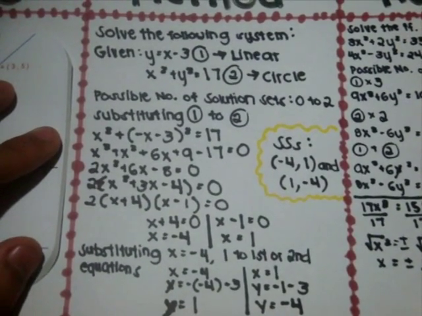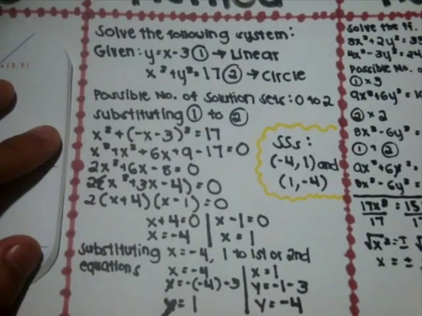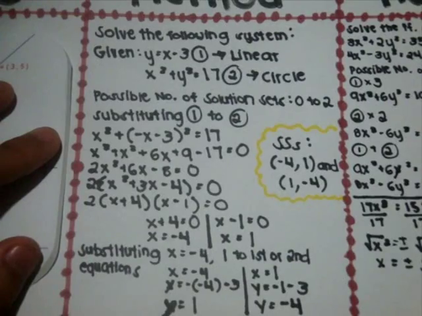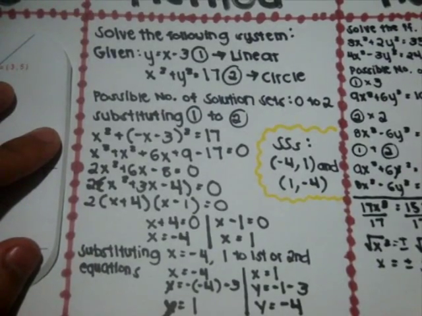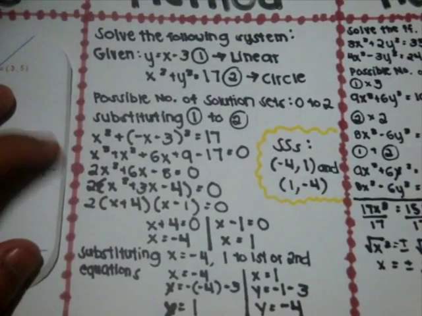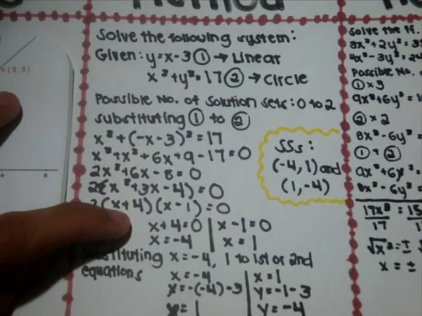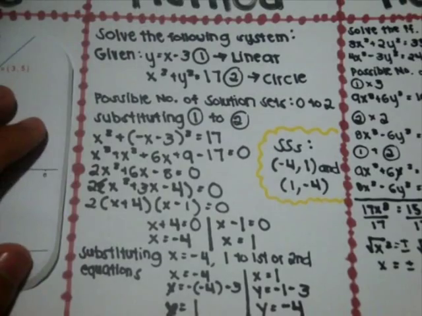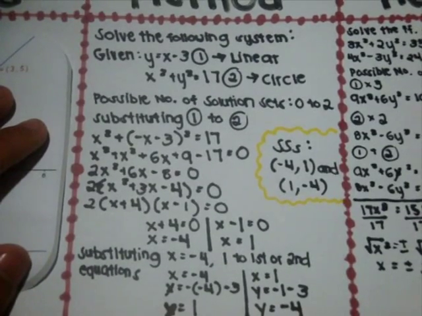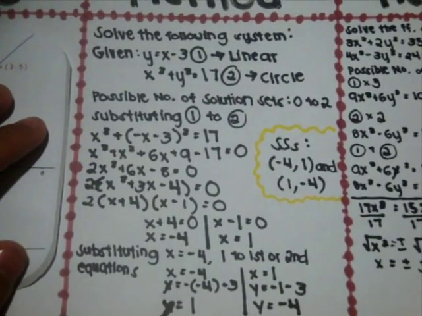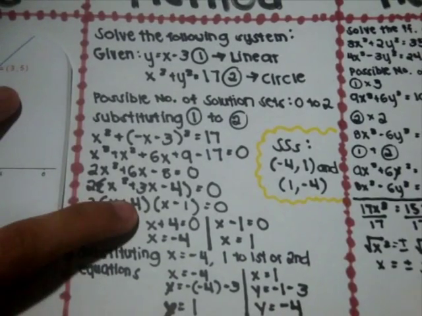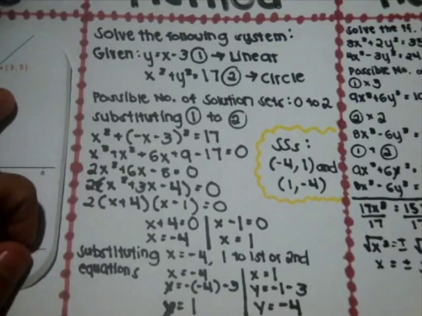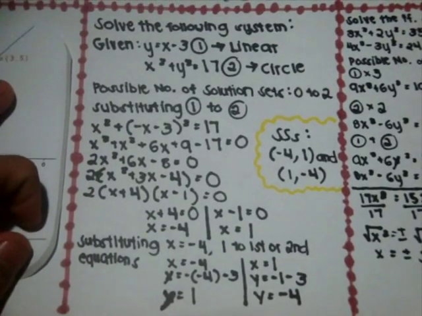We factor the trinomial and we get 2 times the quantity of x plus 4 times the quantity of x minus 1 is equal to 0. We equate the two binomials to have the value of x. First, we have x plus 4 is equal to 0, which when transposed gives x equals negative 4, while x minus 1 equals 0, which when transposed gives x is equal to 1.